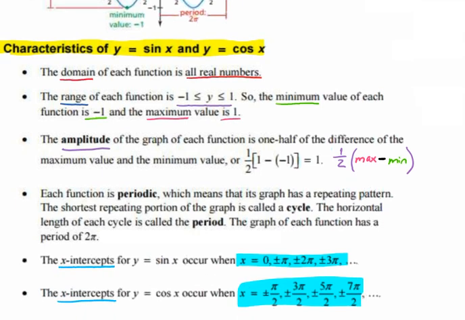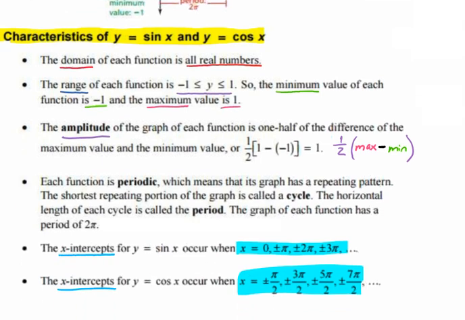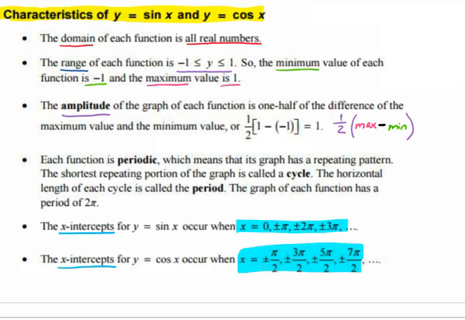The x-intercepts for y equals sine of x occur at 0, plus and minus pi, plus and minus 2 pi, plus and minus 3 pi, and so on. Whereas the x-intercepts for y equals cosine of x occur when x equals plus or minus pi over 2, plus or minus 3 pi over 2, plus or minus 5 pi over 2, plus or minus 7 pi over 2, and so on.